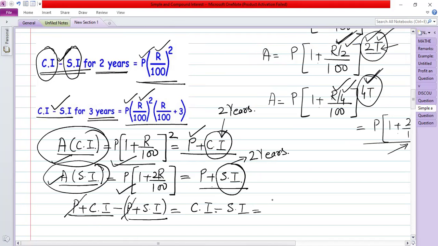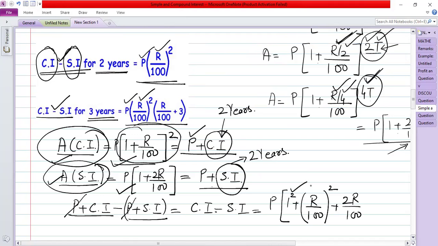Now on the right hand side, P is common, so we can take P common. Here, if you look at the top one, it is 1 plus R by 100 whole square. Using (a plus b) whole square, this is a square plus b square plus 2ab, so it is 1 plus (R by 100) whole square plus 2R by 100. And minus, here it will be 1 plus 2R by 100. Obviously this term is coming from here.